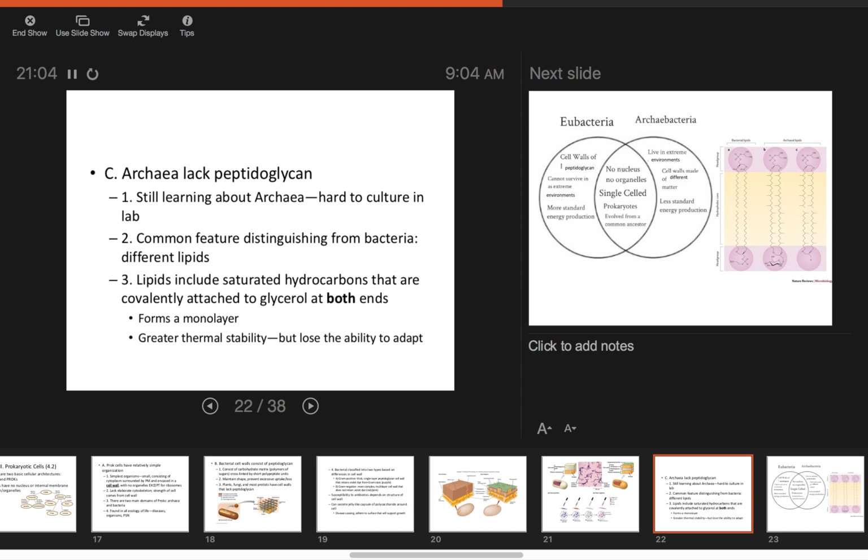However, a common feature that you can use to distinguish them from bacteria is they have different lipids. Their lipids include saturated hydrocarbons that are covalently attached to glycerol at both ends. That may not mean a lot to you right now, but on the next slide I'll show you this monolayer that they're discussing. This difference allows them to live in hotter or colder environments. However, if their environment does change rapidly, then they can't adapt and they die. So if you find something that's in an extremely hot environment and subjected to cold, it will die.